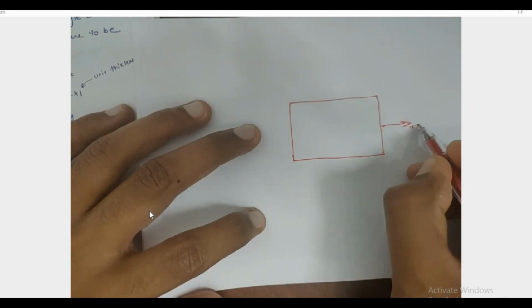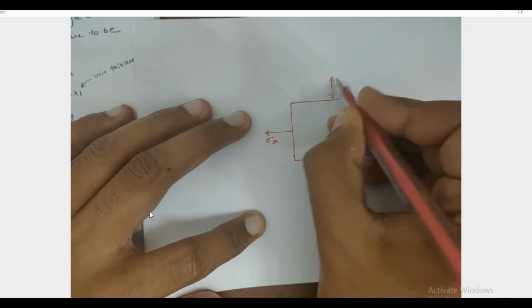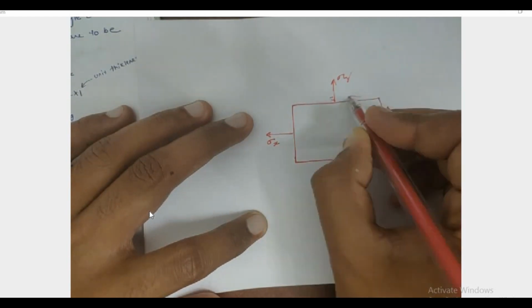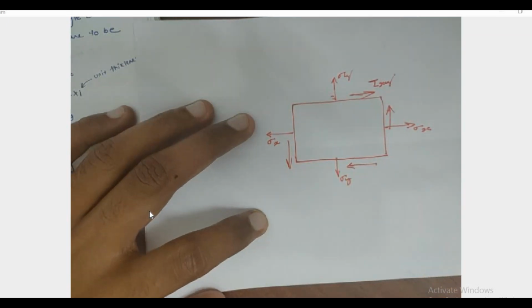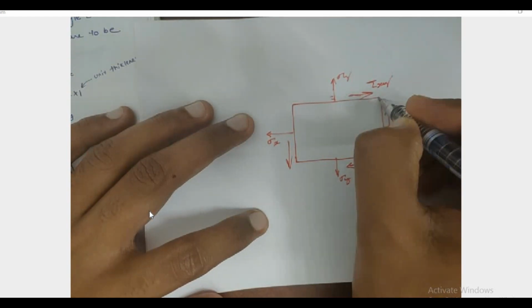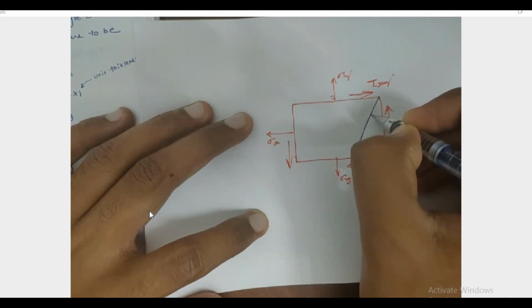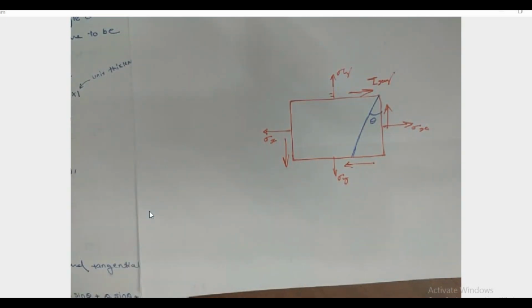So for example, this is sigma x, sigma y, and tau xy is active. For this system, for example, consider this inclined plane that is at an angle theta with this vertical.